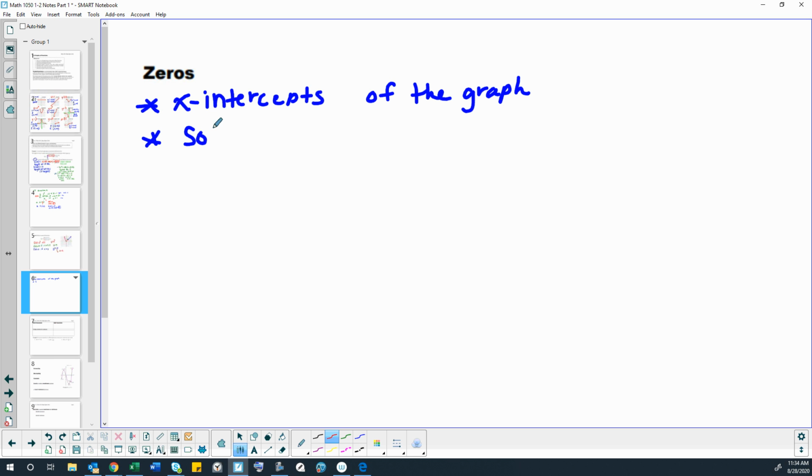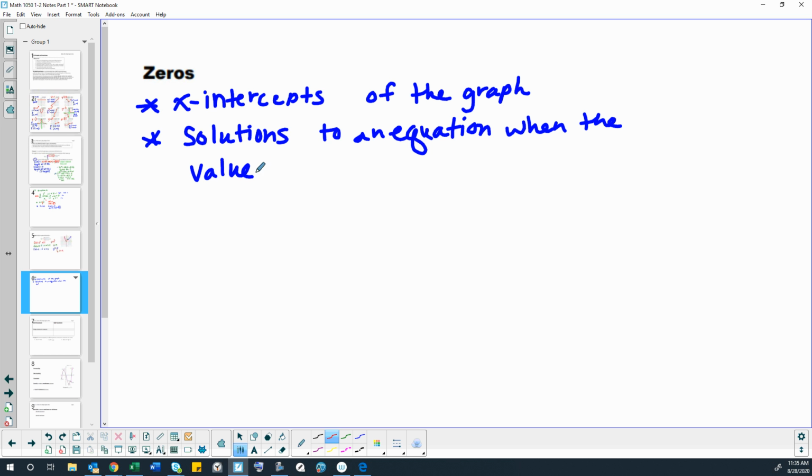zeros are the solutions to an equation when the value of a function is 0.